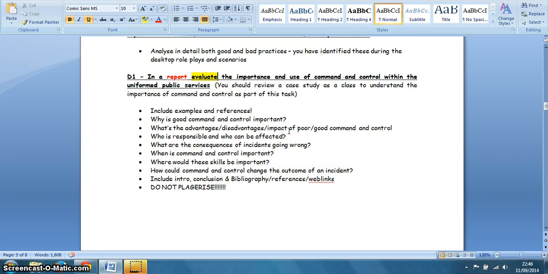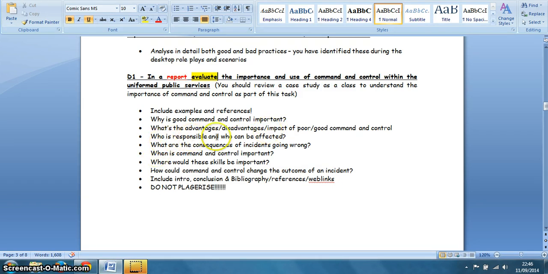Okay, the impact of poor and good command and control, what's the overall big picture? Could you cost the service money from poor command and control? Could you damage equipment? Could your team members get injured? Could people lose their lives? Would this give the service a bad reputation, which is called bringing the service into disrepute? Disrepute means bad reputation. Could this put them in a bad spotlight with the media? Could the public lose confidence in them and not call them out as often? So these are the types of things you need to include for this section.